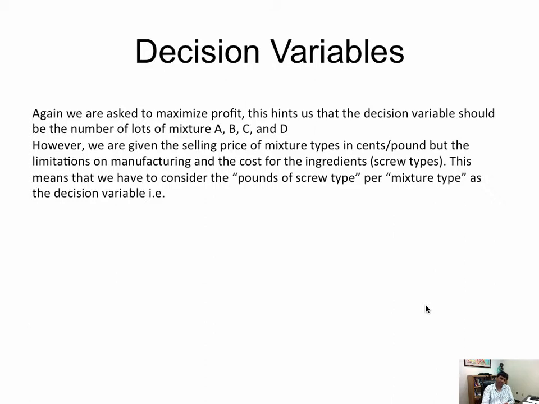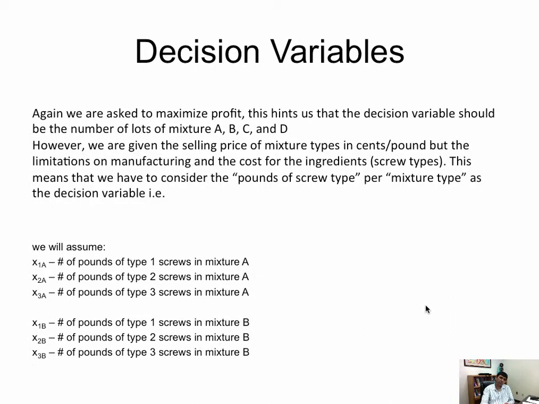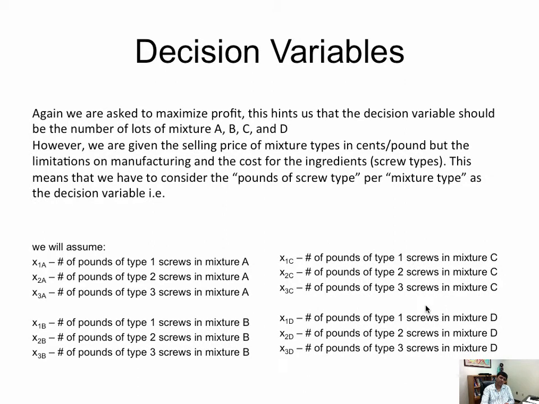So accordingly, we will assume that X1A is the number of pounds of type 1 screws in mixture A. X2A is the number of pounds of type 2 screws in mixture A. And similarly X3A, X1B, X2B, X3B, and then X1C, X2C, X3C, X1D, X2D, and X3D.